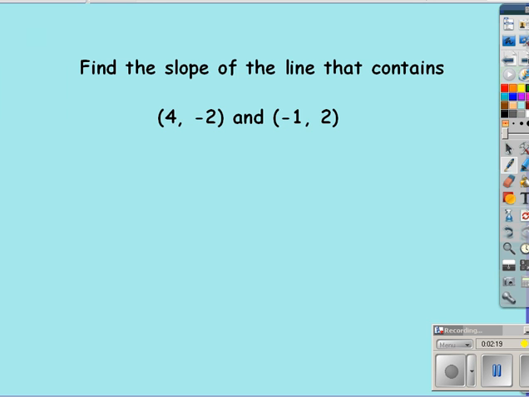If I ask you to find the slope of the line that contains the points (4, -2) and (-1, 2), we're going to use that slope formula, which is y2 minus y1 all over x2 minus x1. Just like in the alphabet, it goes x and then y. Be careful that you don't put your x's all together and your y's all together. It doesn't go x, x, y, y. It's x, y, x, y. And then we'll label x1, y1, and x2, y2.